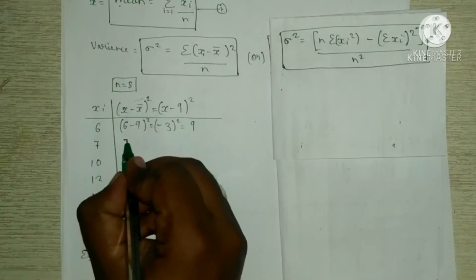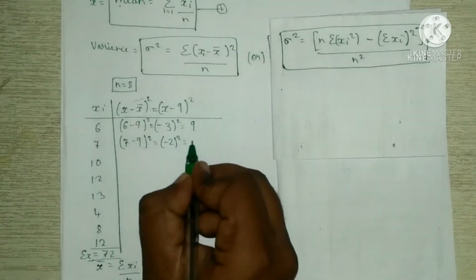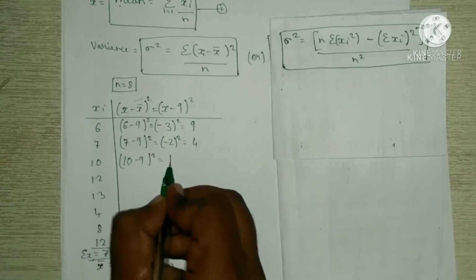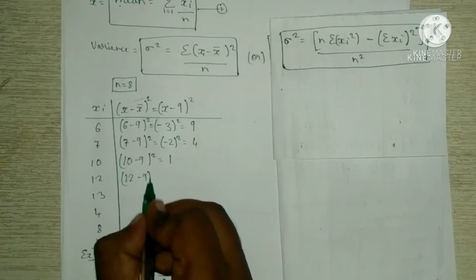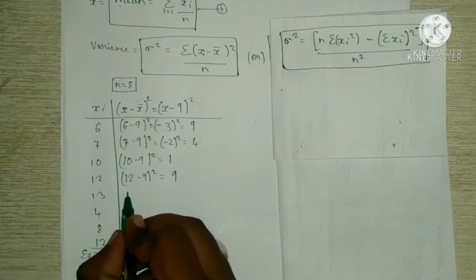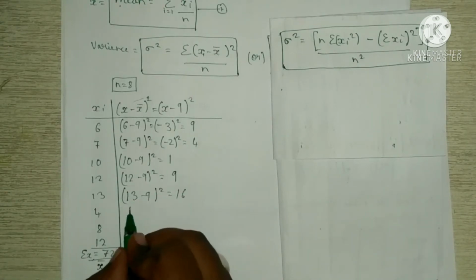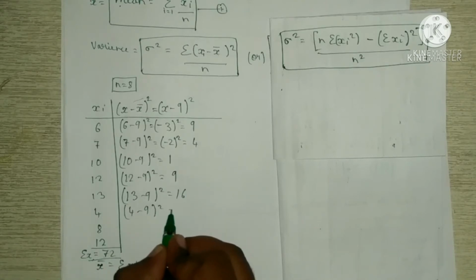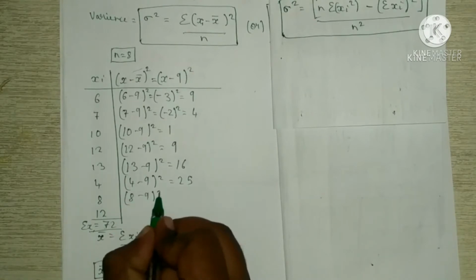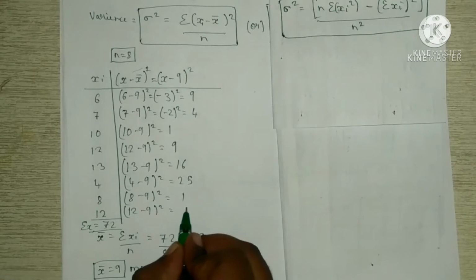Then 7 minus 9 whole square is equal to minus 2 square. You will get 4. 10 minus 9 whole square is nothing but 1. 12 minus 9 whole square is nothing but 9. 13 minus 9 whole square is equal to 16. 4 minus 9 whole square is equal to 25. 8 minus 9 whole square is equal to 1. 12 minus 9 whole square is equal to 9.